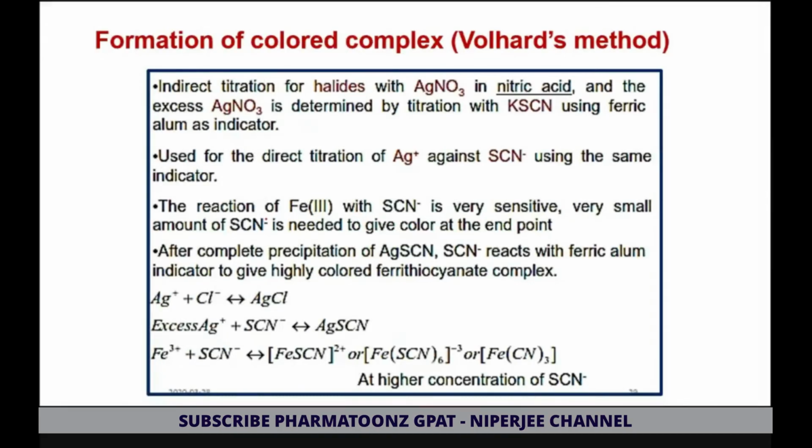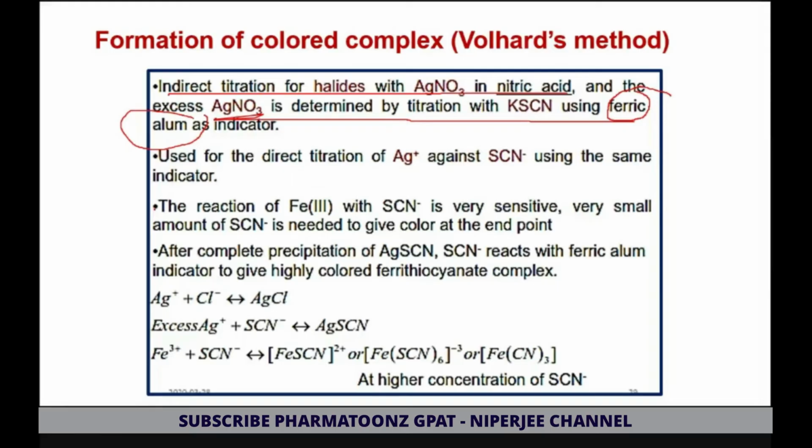Now next is the Volhard method. In the Volhard method, we use an indirect titration of the halide with AgNO3 in the presence of nitric acid, and the excess AgNO3 is determined by titration with potassium thiocyanate using ferric alum as an indicator. It is also called ferric ammonium sulfate. It is also called ferric alum.